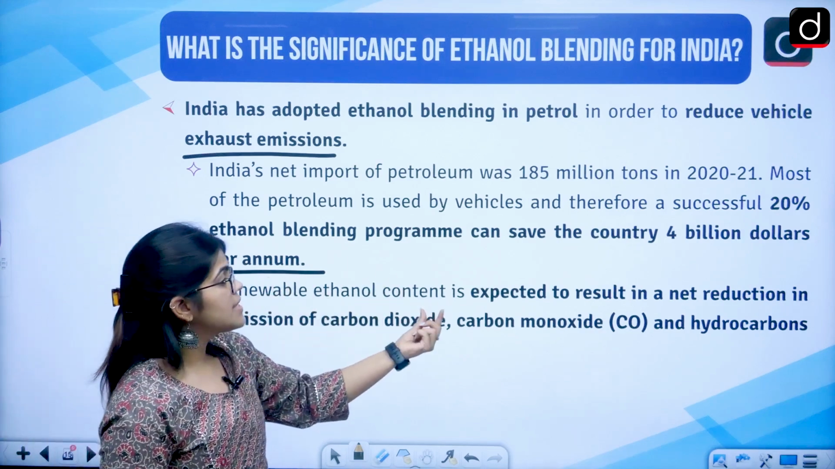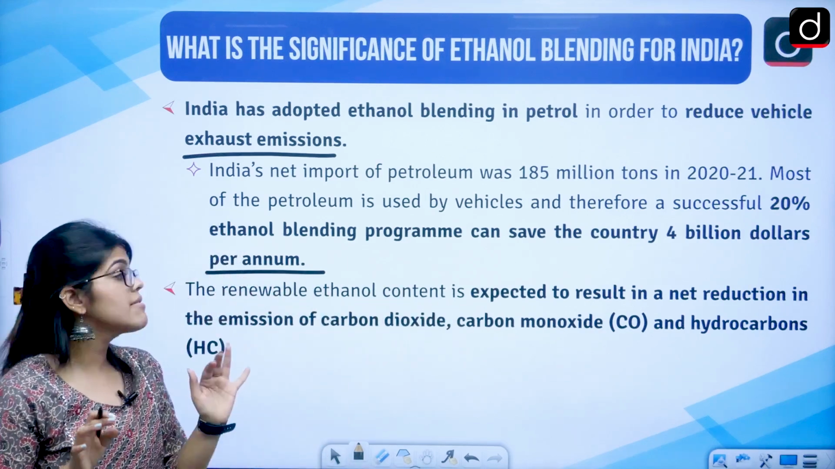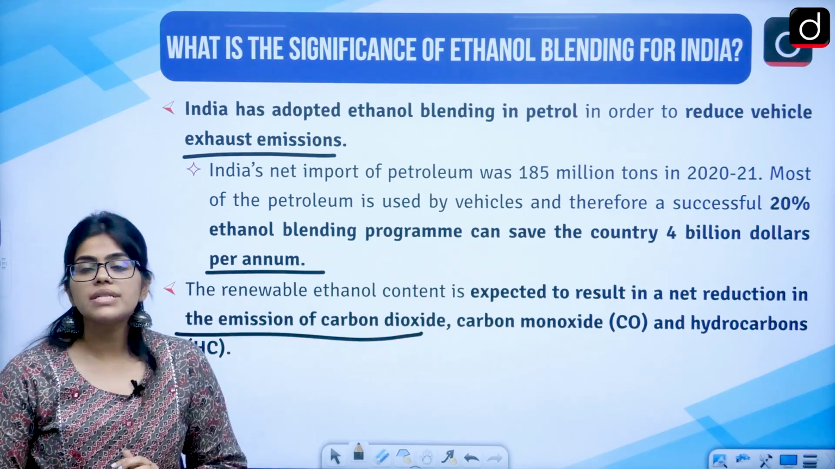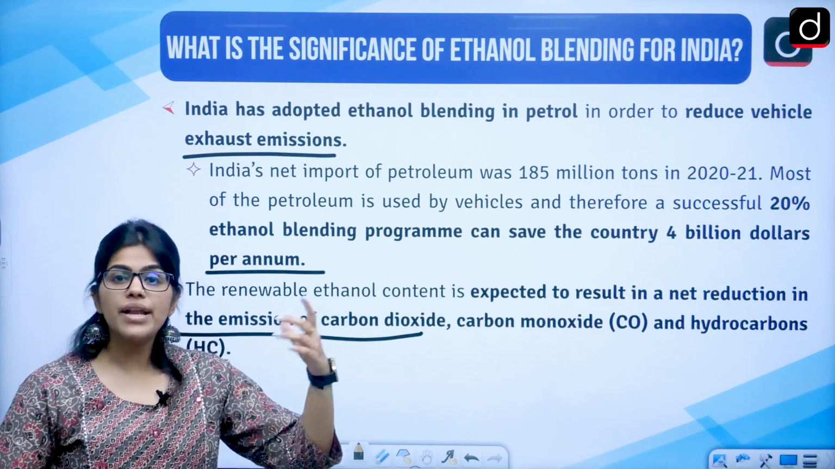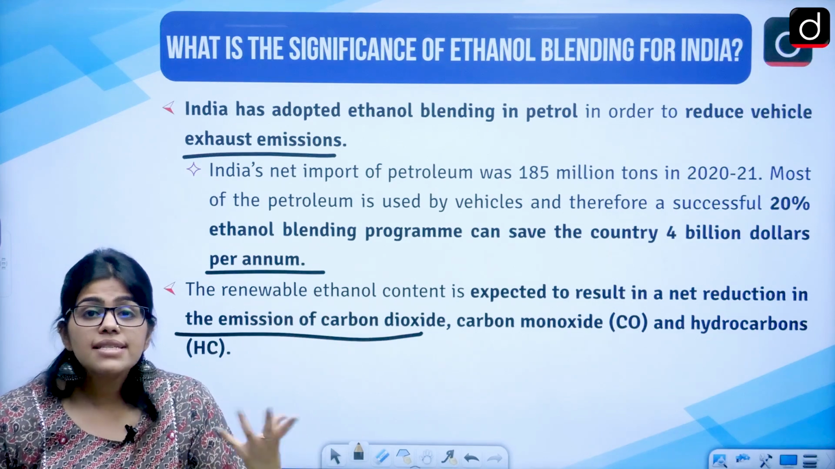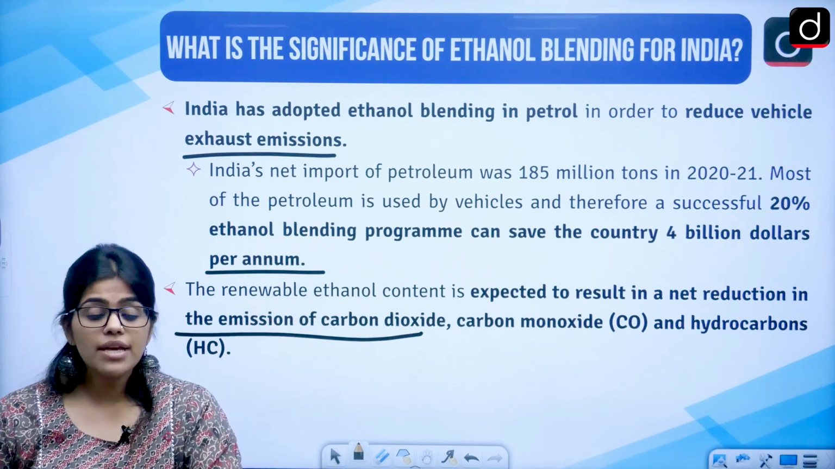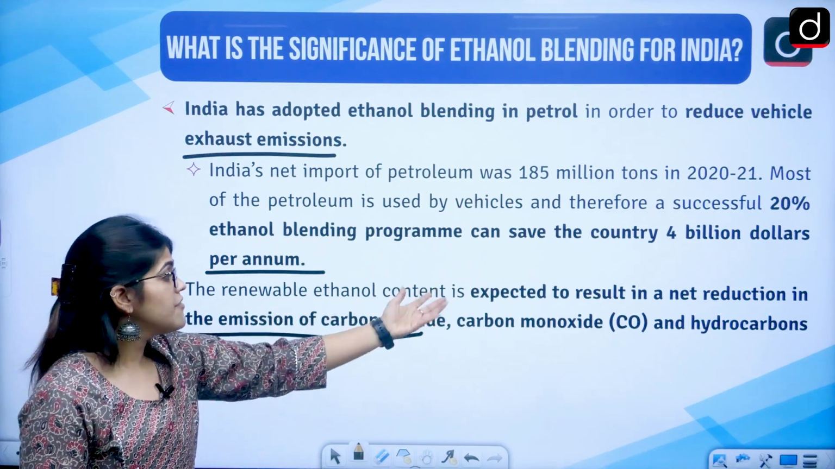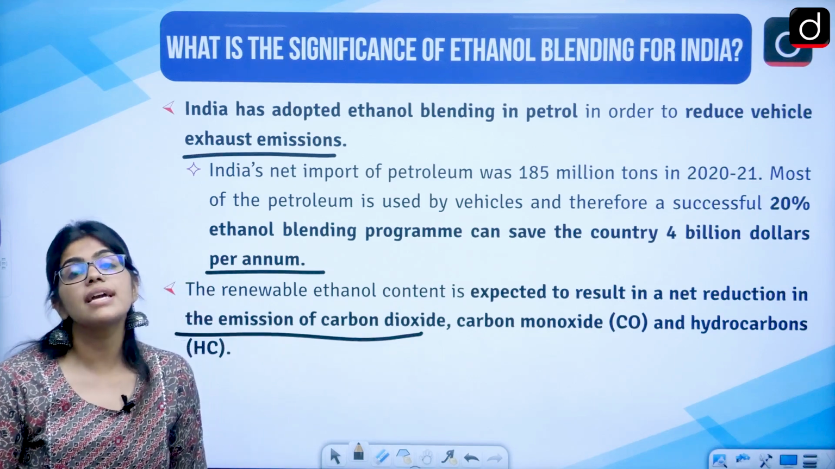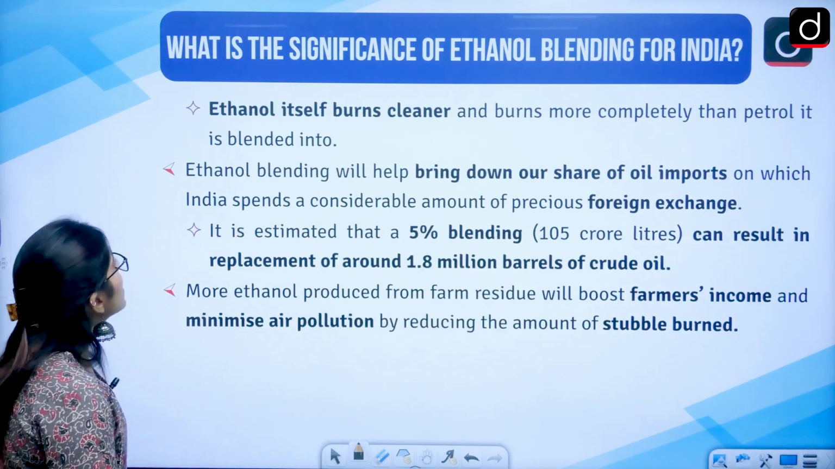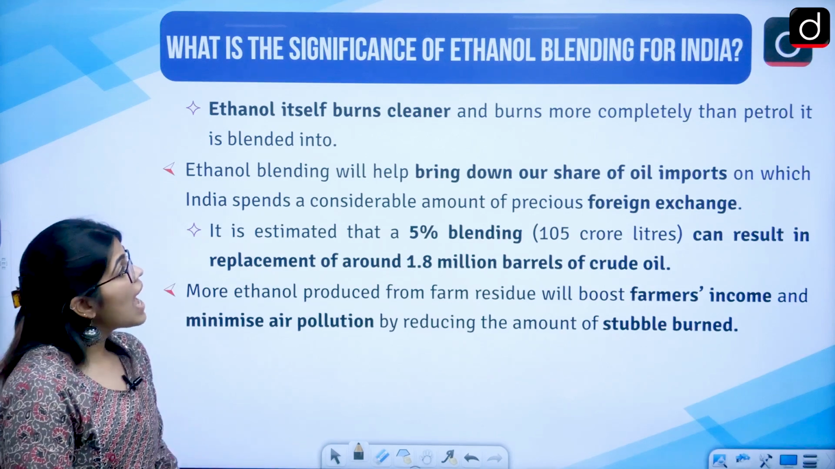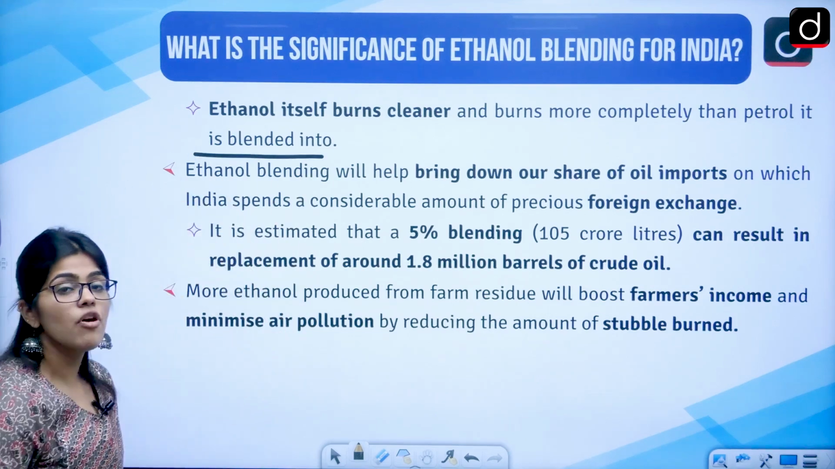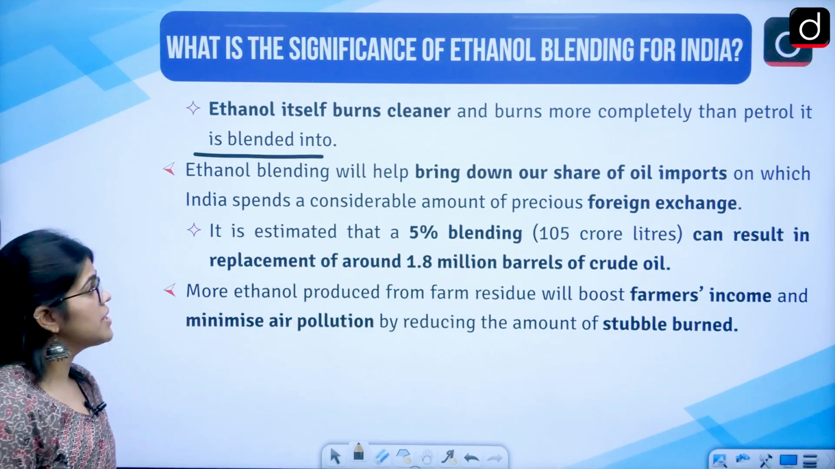The renewable ethanol content is expected to result in a net reduction in the emission of carbon dioxide, carbon monoxide and hydrocarbons. These are all gases that, when their emission increases, only cause what? Air pollution. So when we have a reduction in carbon dioxide, carbon monoxide and hydrocarbons, then the air will also improve. Ethanol itself burns clean and burns more completely than petrol. Hence, blending is an option for us. There will be a complete combustion that would happen.